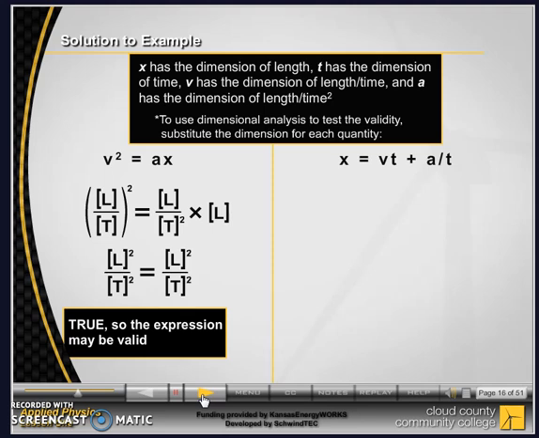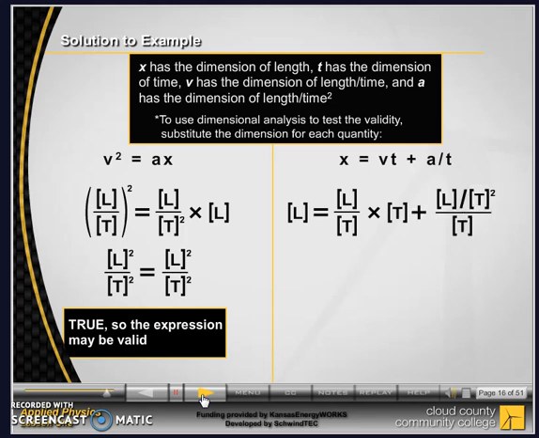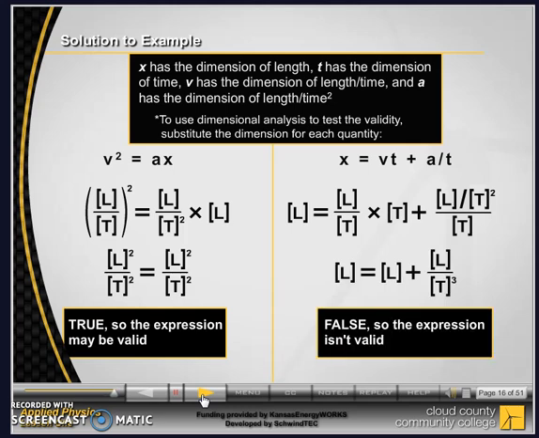For the right side, x equals v times t plus a divided by t. Is this equation valid? The x position has the dimension of length, velocity is length divided by time, and time in seconds is a dimension of t. Including the dimensions for acceleration and then doing the simplification, we can see that the expression is false.